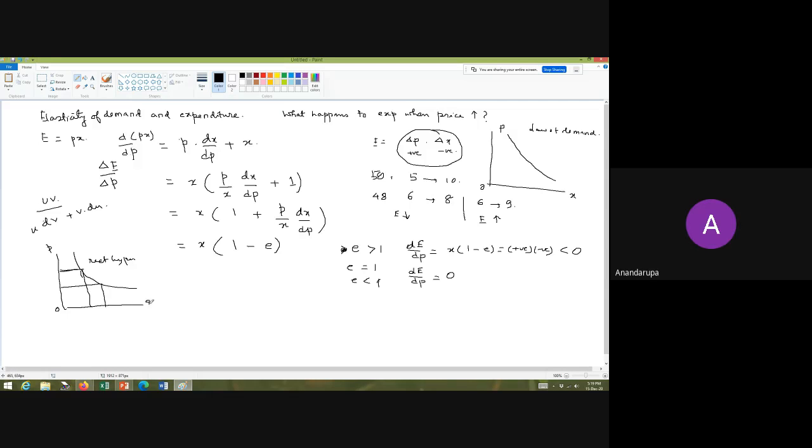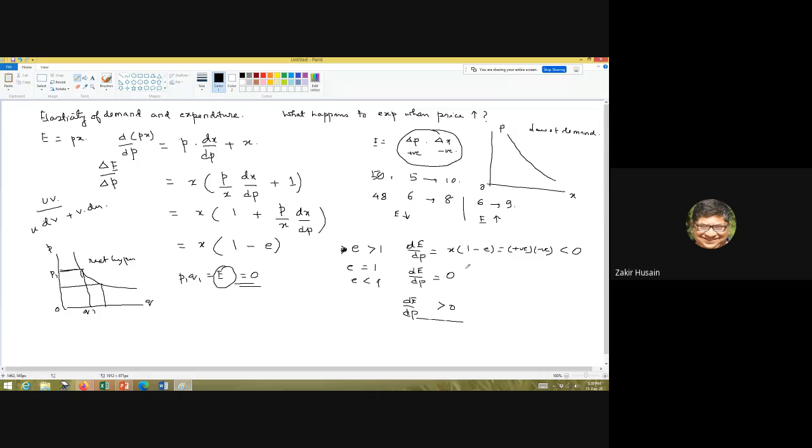And what is area? This is price P, and this is quantity Q. So area is P into Q, which is expenditure. So expenditure is always constant. That is why d by dP equal to 0. And this is obviously right.